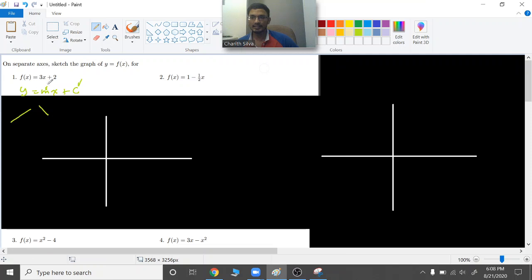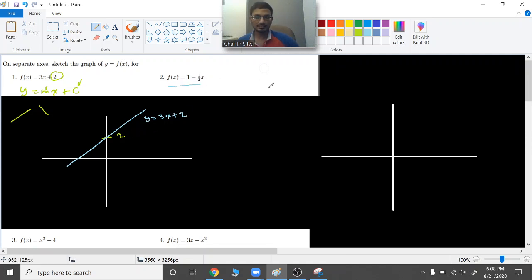Now in here, as it has a positive slope, you should have a graph like this, and since the intercept is at 2, the straight line should intersect the y-axis at 2. So the only possibility will be a straight line like this, with a slope of 3 and an intercept at positive 2.